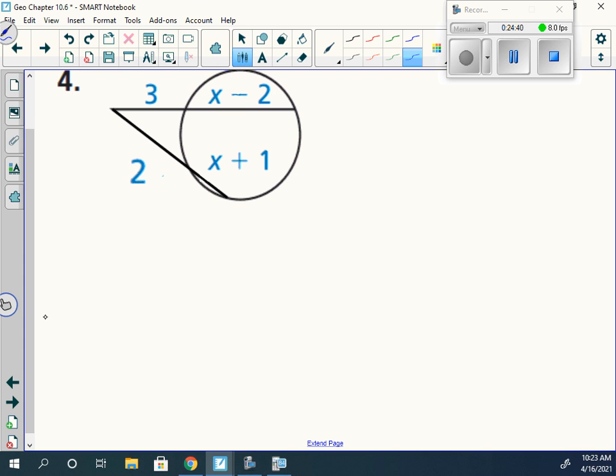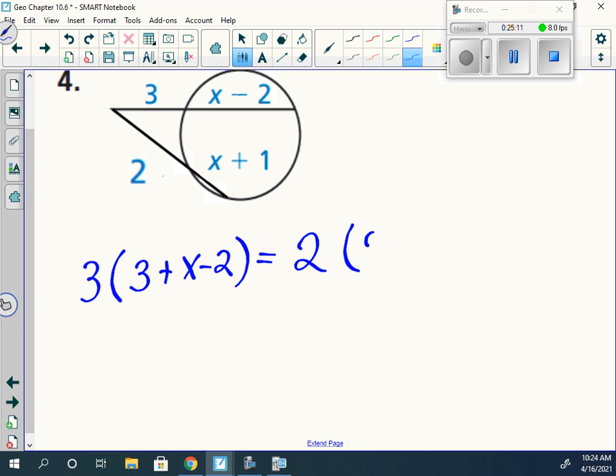So one of our secant lines, the exterior is what? 3 times, well, the whole line would be what? 3 plus x minus 2. So even though I have an x minus 2, it's still we're adding those two segments together. One length is x minus 2, the other is 3. We're just going to add them. Now our other line is going to be 2 is the outside. And the whole line would be 2 plus x plus 1.